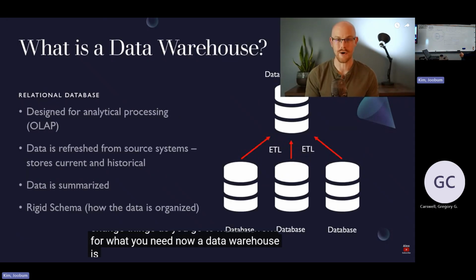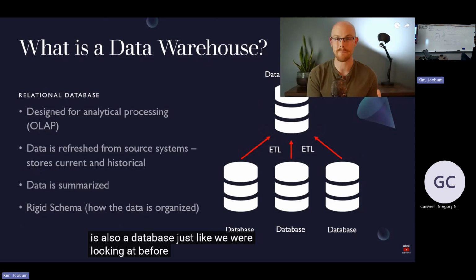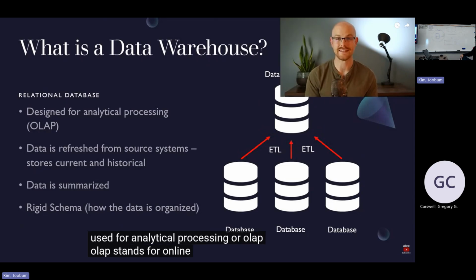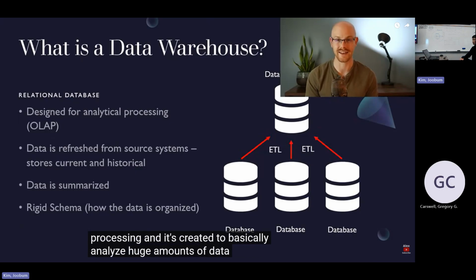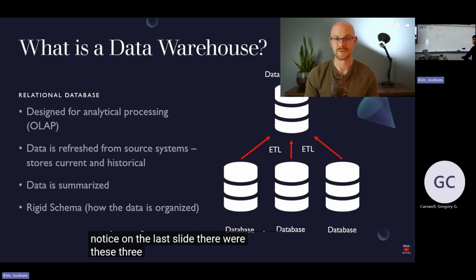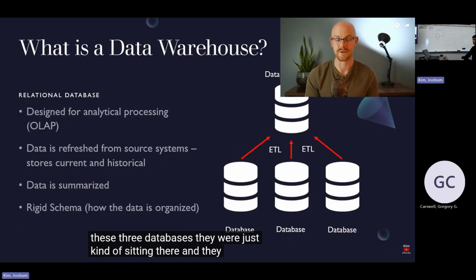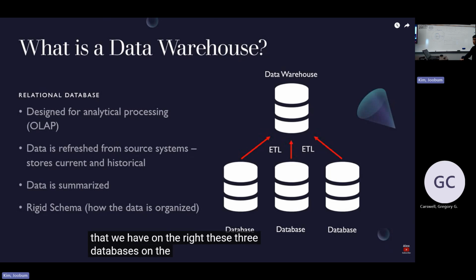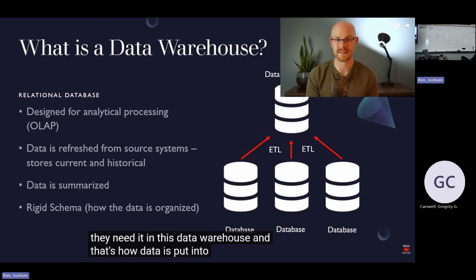Now, a data warehouse is also a database, just like we were looking at before, but it's going to be used for analytical processing, or OLAP. OLAP stands for Online Analytical Processing, and it's created to basically analyze huge amounts of data. If you notice on the last slide, there were these three databases, and they were just kind of sitting there, storing the data. In this visualization on the right, these three databases on the bottom are all aggregating and sending their data to this data warehouse via an ETL process, which is where it extracts the data, transforms it, and loads it exactly how they need it in this data warehouse.